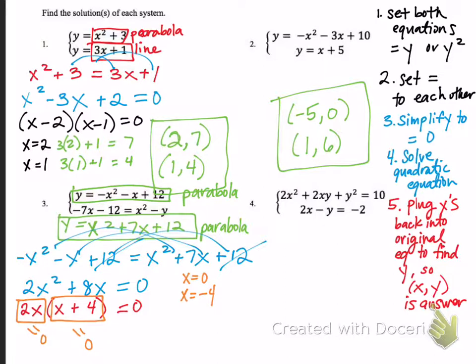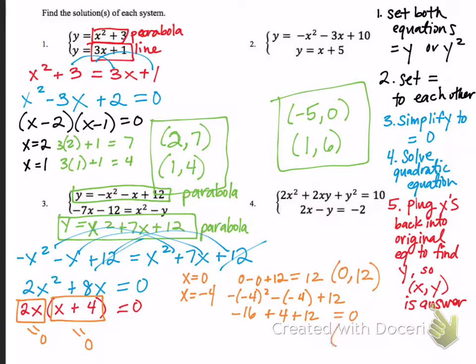So now I want to plug them back in. It really doesn't matter which one. I'm going to just say the top one because it looks easier. So 0 minus 0 plus 12 equals 12. So I have 0 comma 12. And then negative 4 squared minus a negative 4 plus 12. Oh gosh, that may not have been an easier one. Okay, just try it. Negative 16 plus 4 plus 12. That ends up getting me 0.